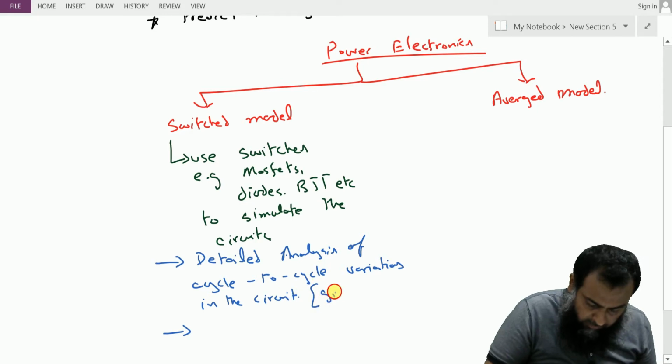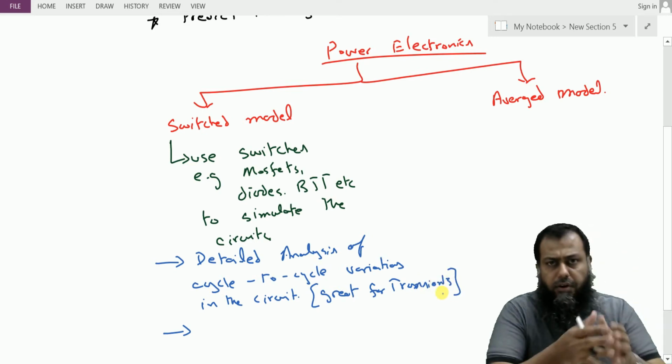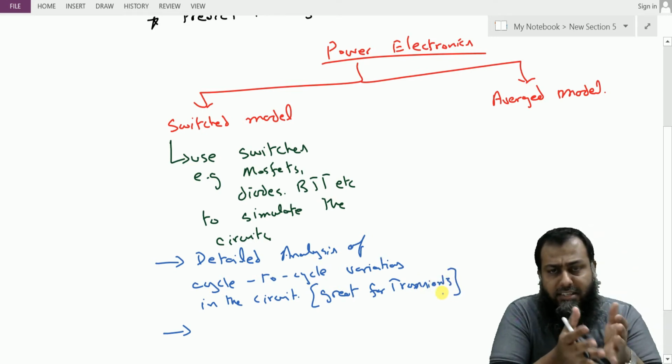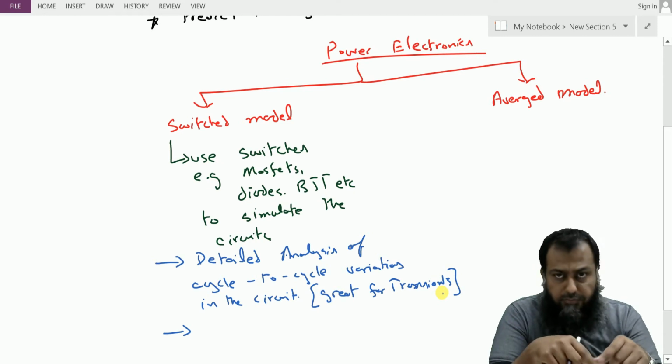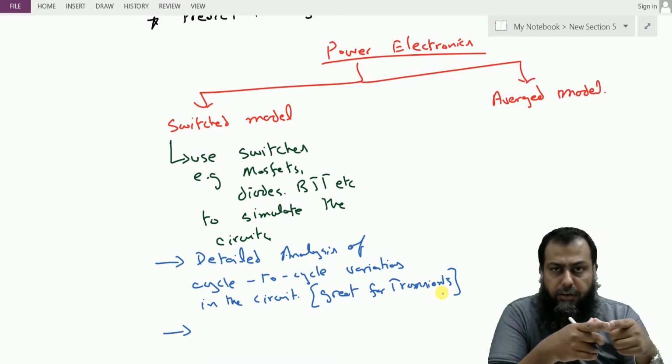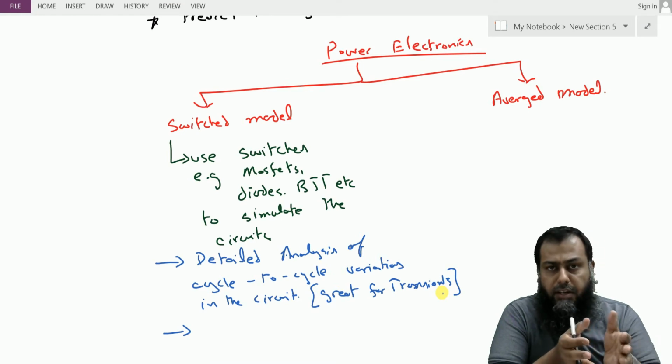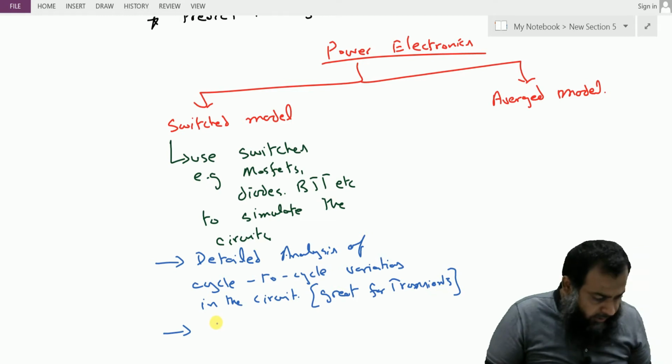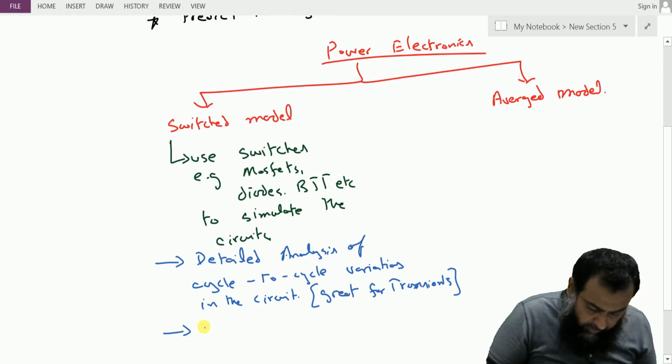And this one is great for transients. However, for steady state circuits, this is not of much importance, because once the circuit is in a steady state condition, a cycle by cycle or point by point evaluation of a circuit is quite time consuming, and it provides a lot of limitations to the users. So one of the disadvantages here is that the simulation is time consuming.